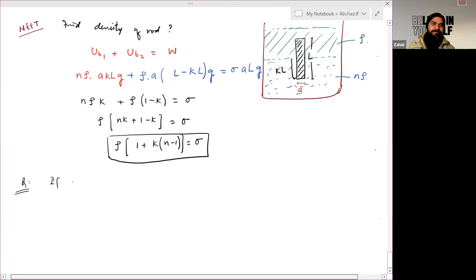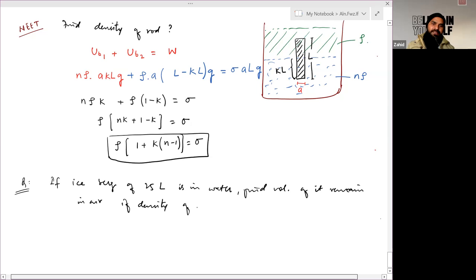If an iceberg of 25 liters is in water, find the volume of it that remains in air, if the density of ice is 0.9 gram per centimeter cube.